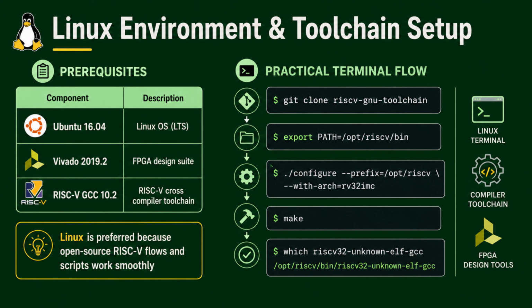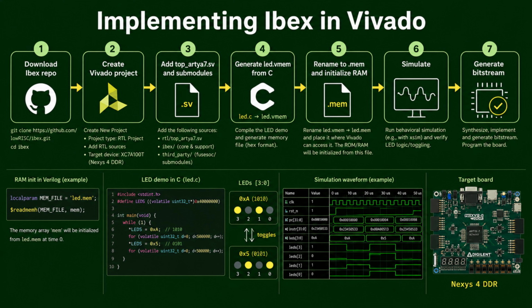So Linux becomes the development host, GCC generates the processor software, and Vivado converts the RTL hardware into a working FPGA implementation. With the environment ready, we can now implement the Ibex processor itself. The first step is obtaining the Ibex source repository.